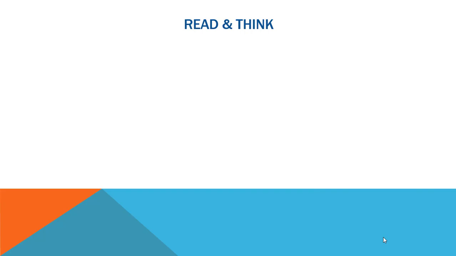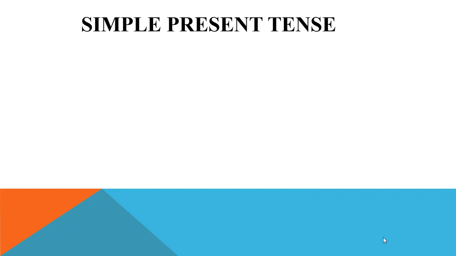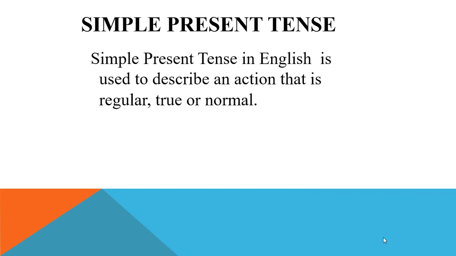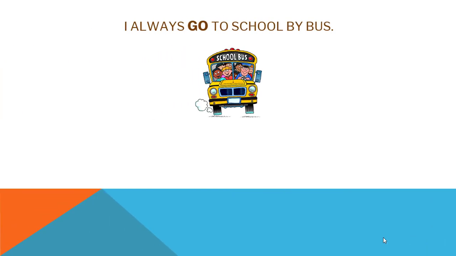Let's start our lesson. First read and then think. Do you know what is simple present tense? Simple present tense in English is used to describe an action that is regular, true, or normal. It means we mostly use simple present tense in our daily life to describe our actions that are regular. For example, I always go to school by bus. It is my routine.